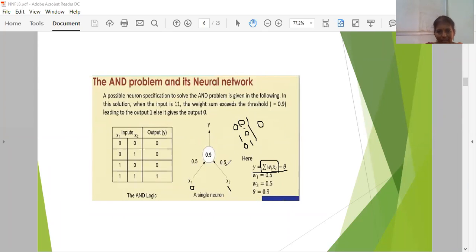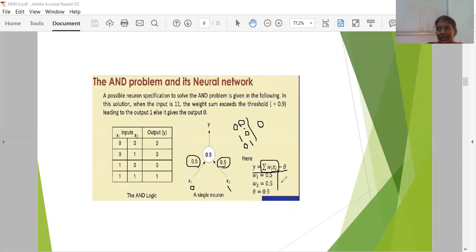You are selecting these weights randomly. You can even select 0.7 or 0.6 also. Based on the selection, you can update your weights randomly also, which we'll be learning in the algorithm process. So for easy understanding, we are considering a simple AND problem and how to model it using a simple single layer neural network.